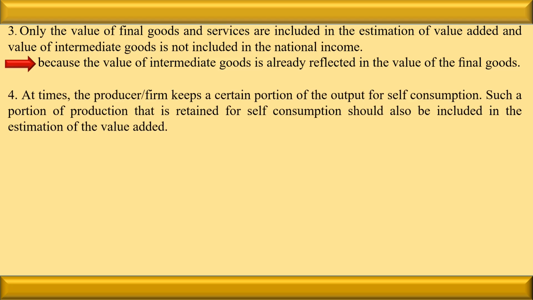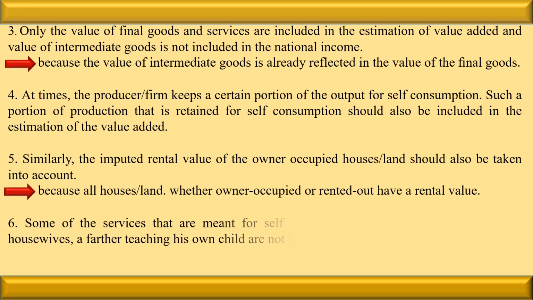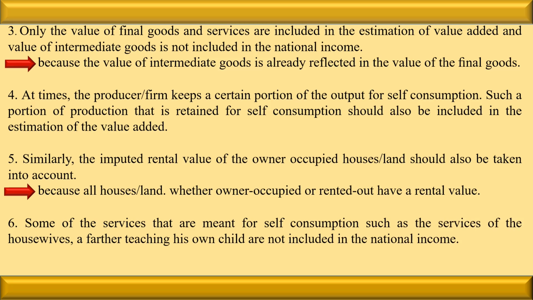The next precaution which we have to keep in mind is that at times the producer firm keeps a certain portion of the output for self-consumption. Such a portion of the production that remains for self-consumption should also be included. Why? Because it is output. Similarly, the imputed rental value of the owner-occupied house or land should also be taken into account, because all houses, whether owner occupied or rented, have a rental value.